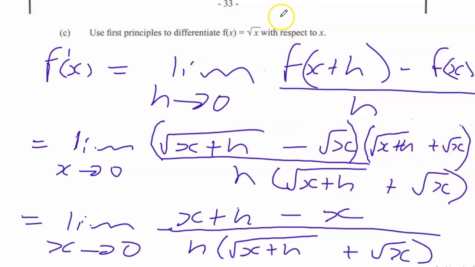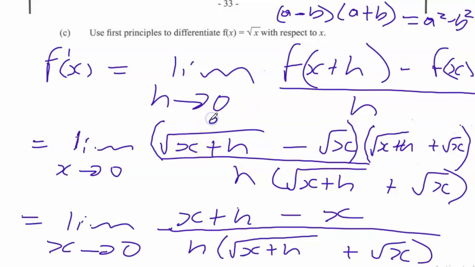So remember, when you multiply a binomial times its conjugate, a minus b times a plus b, you end up with a squared minus b squared. So you square the first term, this will be like the a, this will be like the b, minus the square of the second term. First term root x plus h, second term root x.